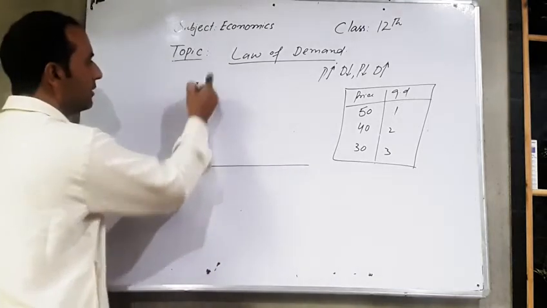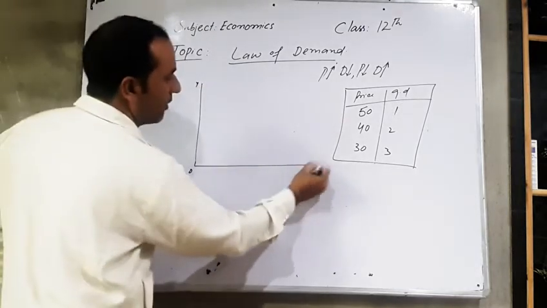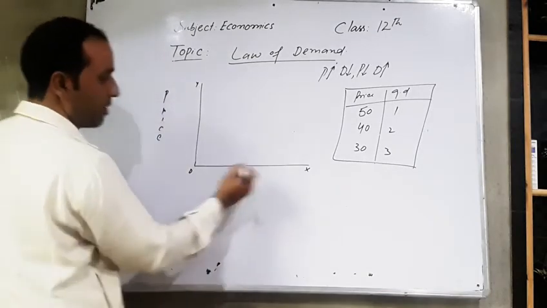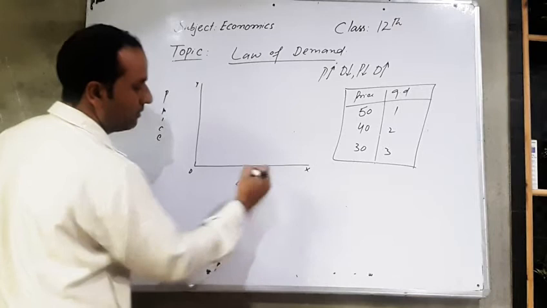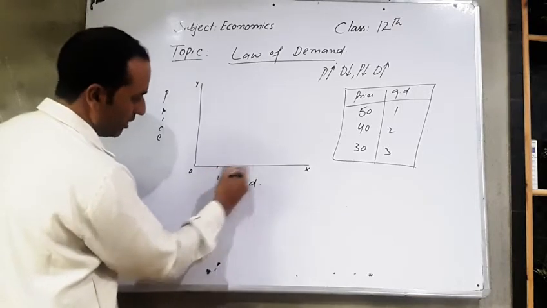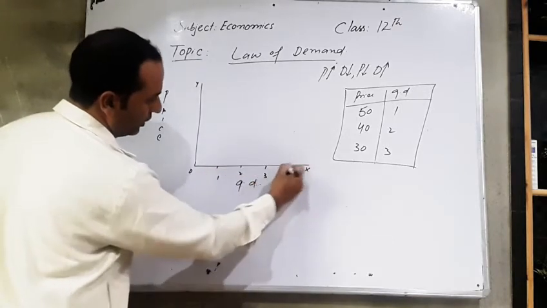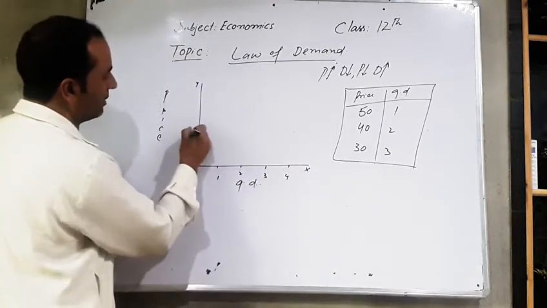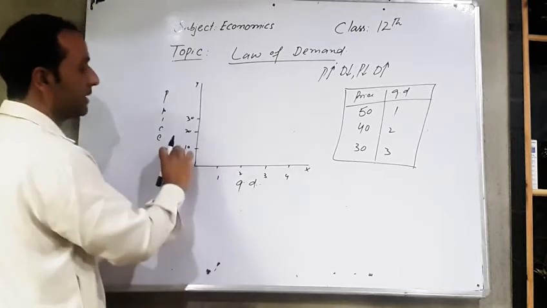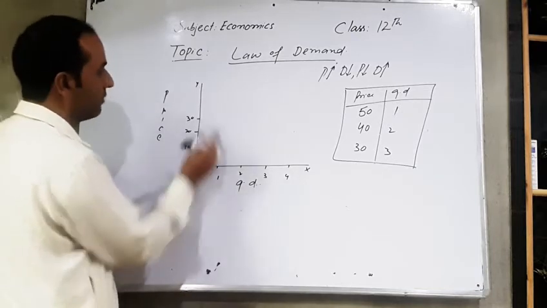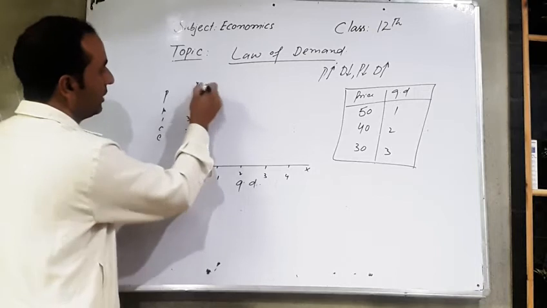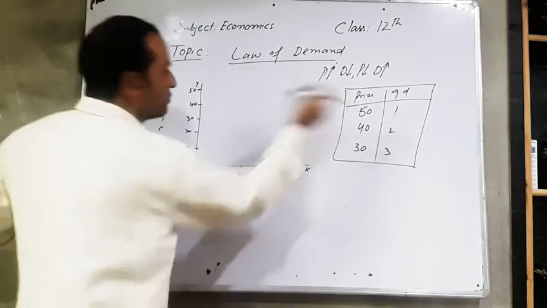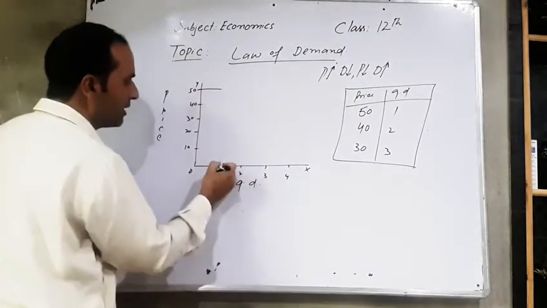I will make a graph of this table. On the y-axis let's measure price, and on the x-axis let's measure quantity demand. Just for example, quantity demand 1, 2, 3, 4, and we write here 10, 20, 30. We will keep the scale here 10, 10, and here scale 1, 1, up to 40 and 50. When the price is 50, how much is quantity demand? It is 1. So when price is 50, quantity demand is 1.